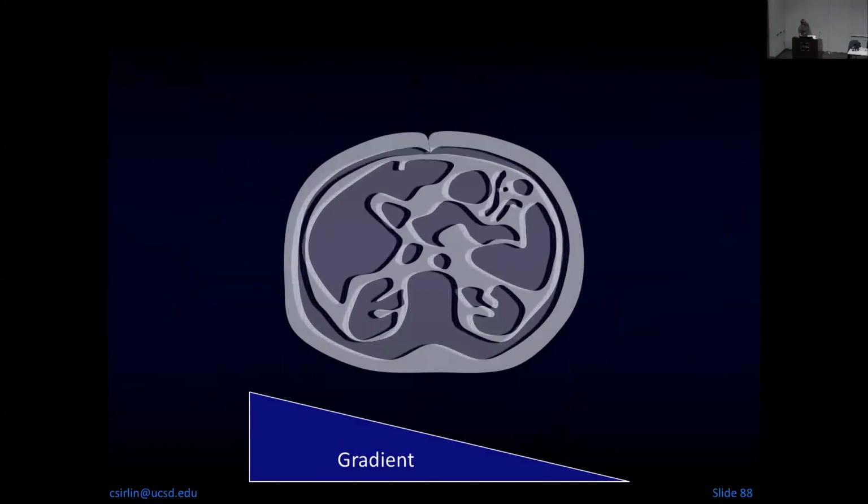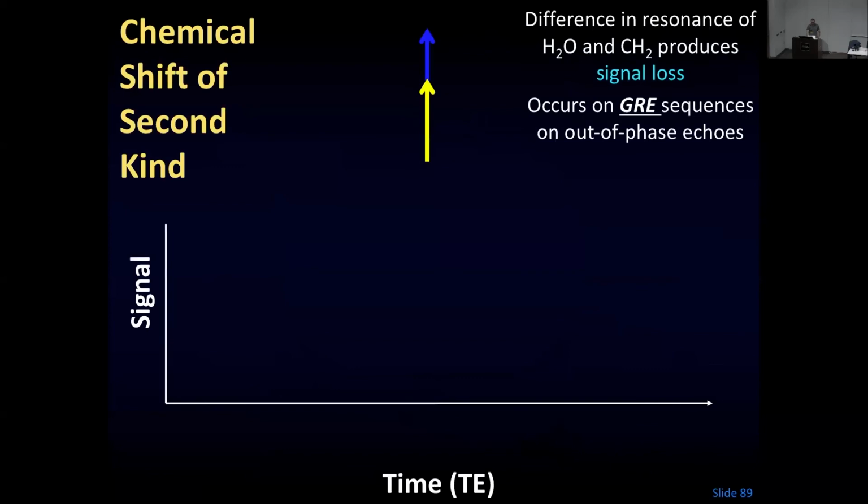And we end up with an artifact where in this particular case, on the patient's right, we have summation of water and fat, and on the patient's left, we have signal cancellation because one image got shifted relative to the other, and that's what accounts for chemical shift of the first kind.